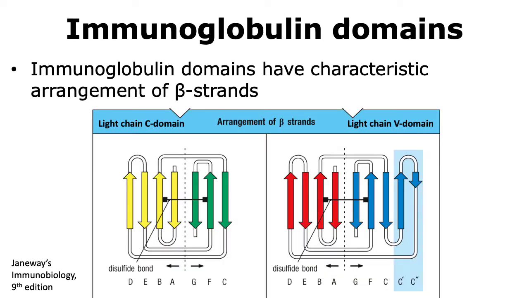If we take a closer look at the beta strands of the immunoglobulin domains, there is a characteristic arrangement of these beta strands. You are not expected to remember the directionality of the beta strands. However, it is good to note that when we look at the V domain, it tends to have additional beta strands than the C domain.